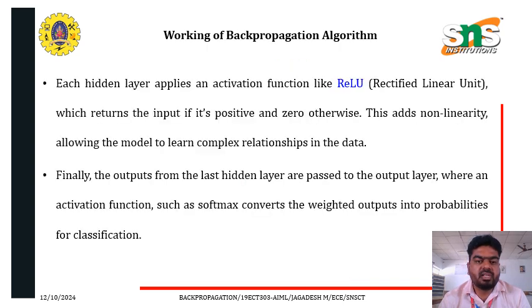So let us resume the session. Next we are going to see the working of the backpropagation algorithm. Here we have several stages. First, each hidden layer applies an activation function like ReLU, the rectified linear unit, which returns the input if it's positive and zero otherwise. This adds nonlinearity, allowing the model to learn complex relationships in the data. Finally, the outputs from the last hidden layer are passed to the output layer, where an activation function such as softmax converts the weighted outputs into probabilities for classification.